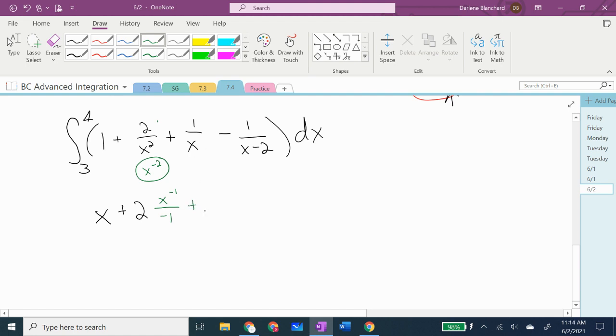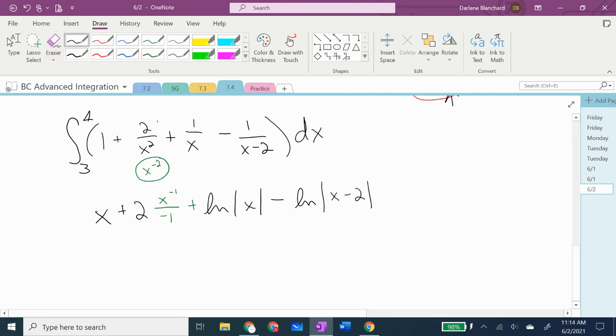plus integral of 1 over x is natural log of absolute x, minus the integral of 1 over u, where u is x minus 2, will give me natural log of u. Put the x minus 2 back in and realize the derivative of x minus 2 is 1. So I don't have any extra constant multiples due to the u substitution. I don't need my plus c because it's a definite integral.